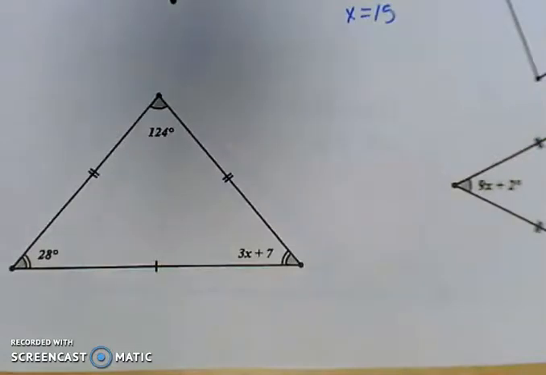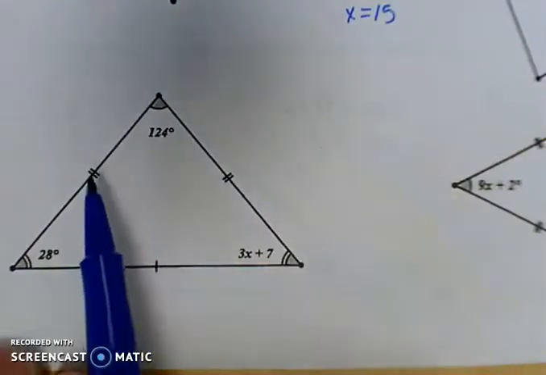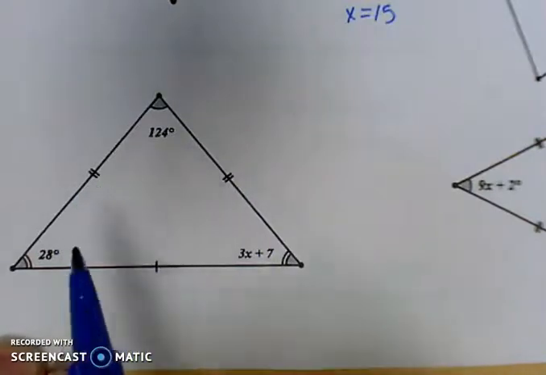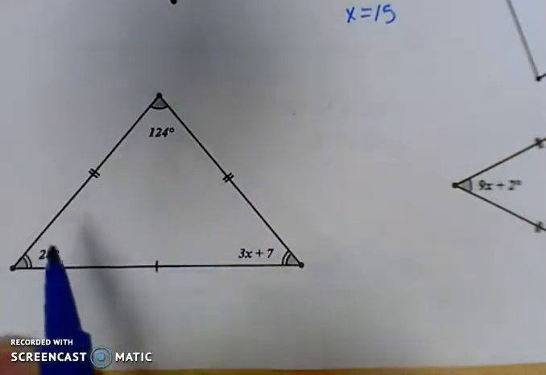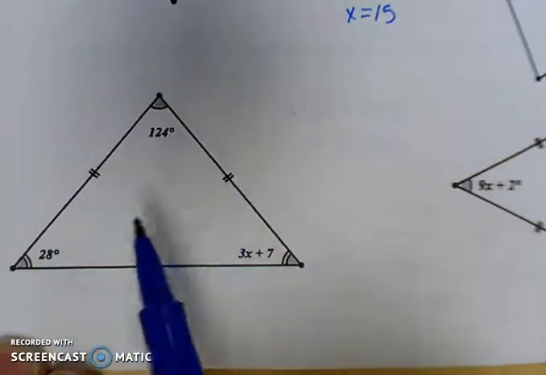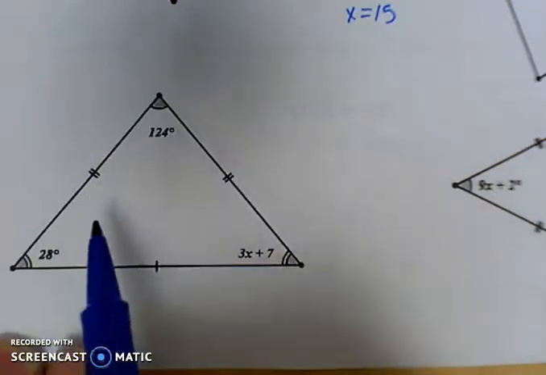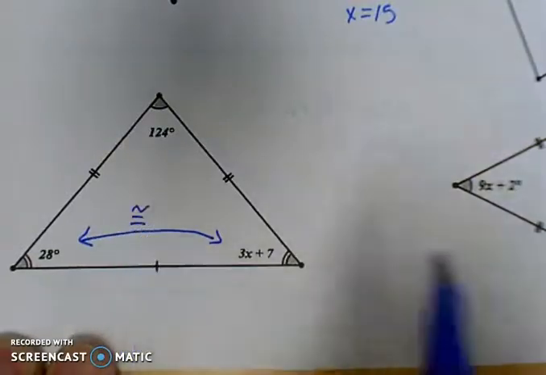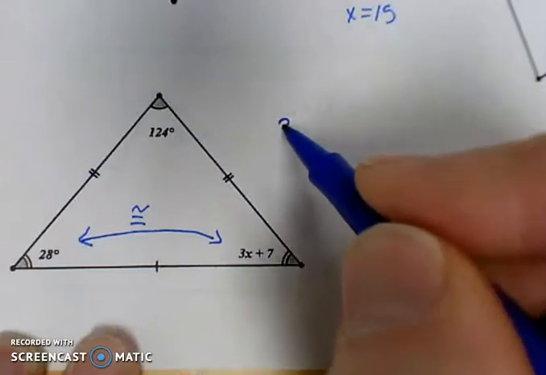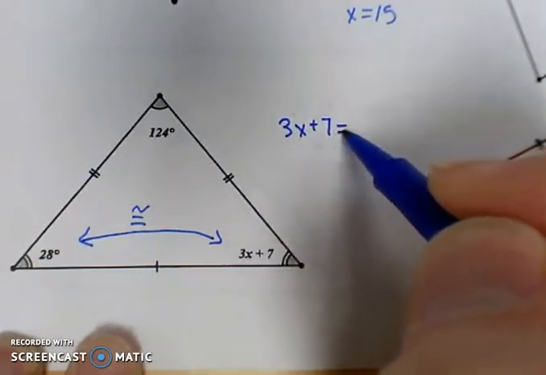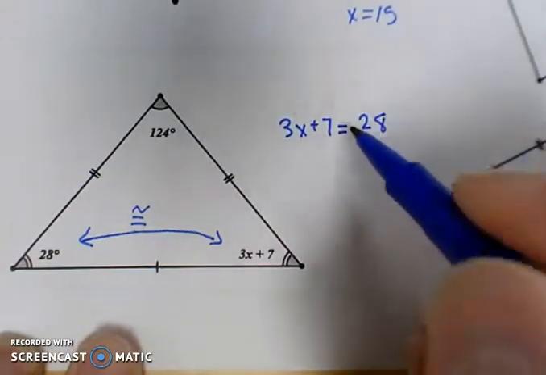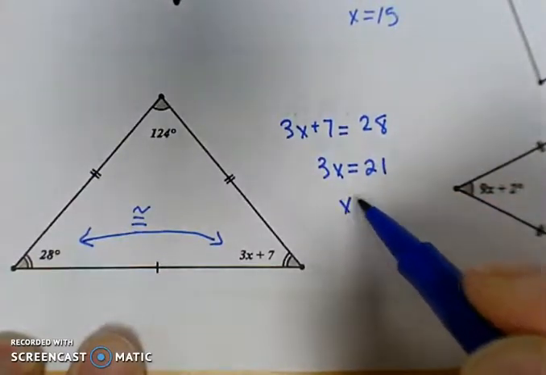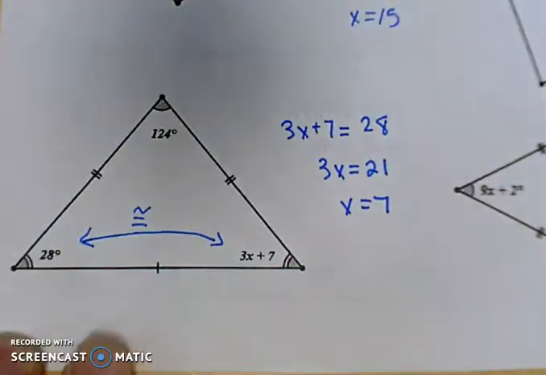Now we're going to use the isosceles triangle theorem. Again, I notice that these two legs are congruent, which means I automatically understand that the two base angles, in other words, the angles opposite those legs, are also congruent. So these two are congruent. That tells me that 3x plus 7 has to equal 28. So 3x equals 21, and x must be 7.